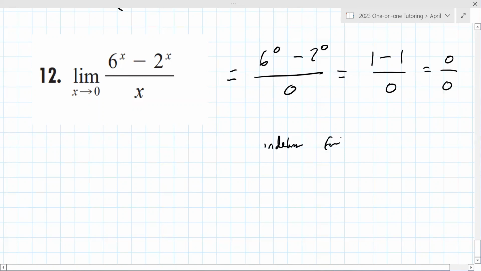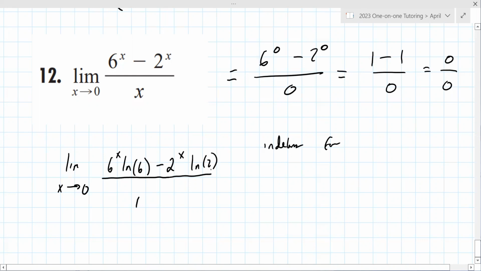And that means you have to use L'Hopital's rule, which is to find the derivative of the top and then the bottom. The bottom is pretty easy. The derivative of the bottom is 1. For the top, what's the derivative of 6 to the x? It's 6 to the x natural log of the base minus 2 to the x natural log of the base. All right, so that's one we haven't covered yet today. You can see it does work.